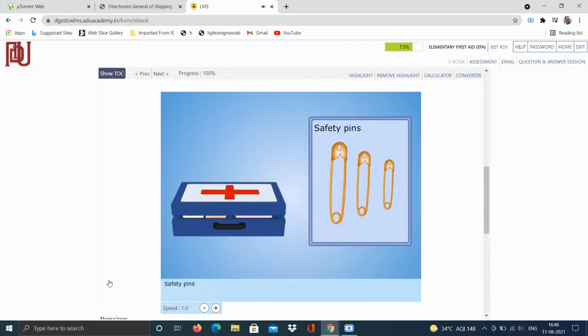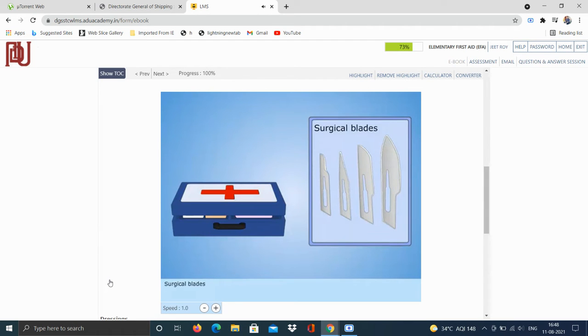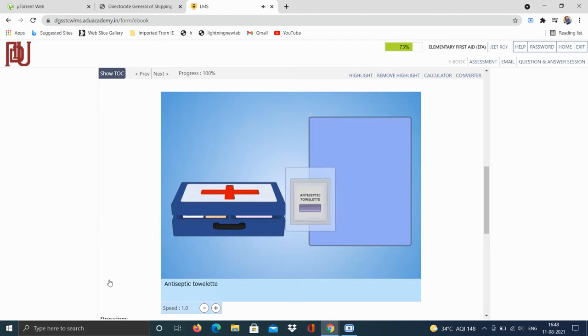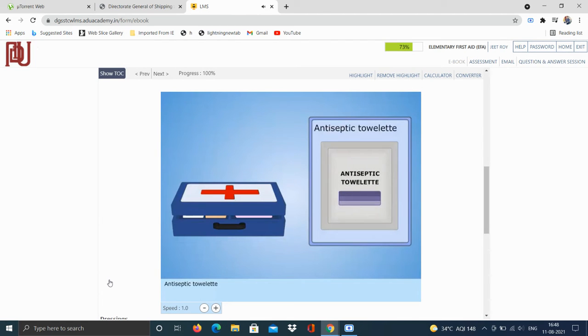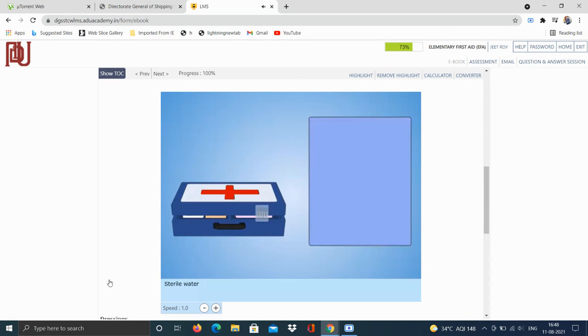Safety pins. Surgical blades. Burn aid gel. Antiseptic towelette. Elastic bandage. Sterile water.